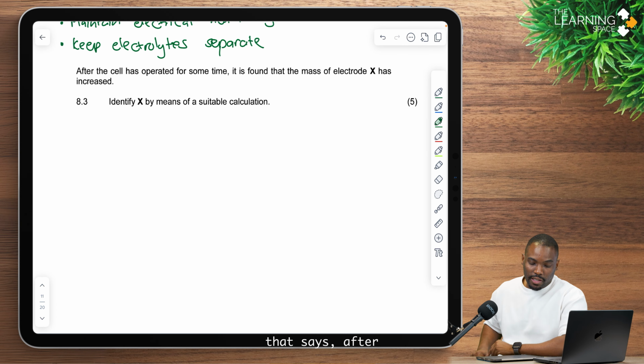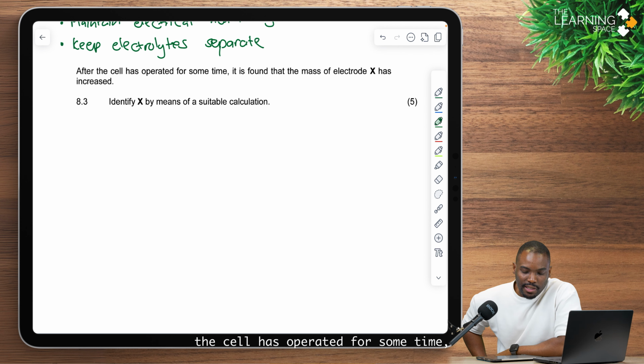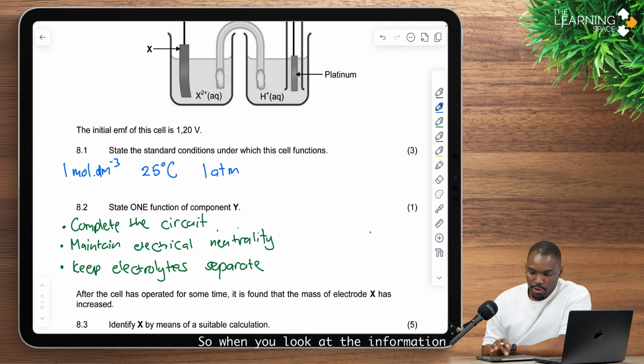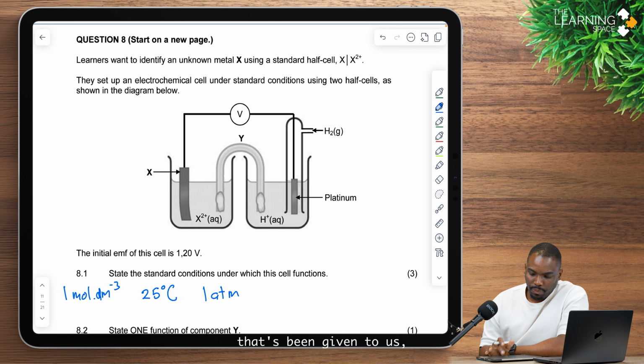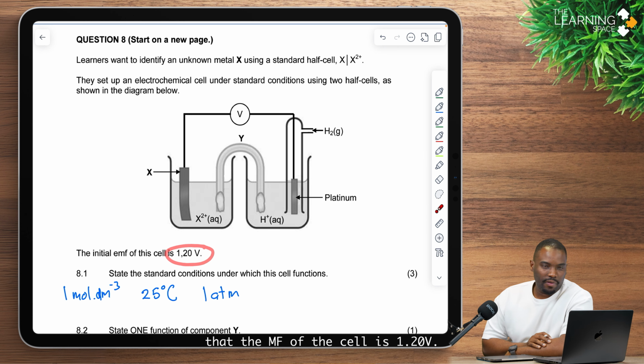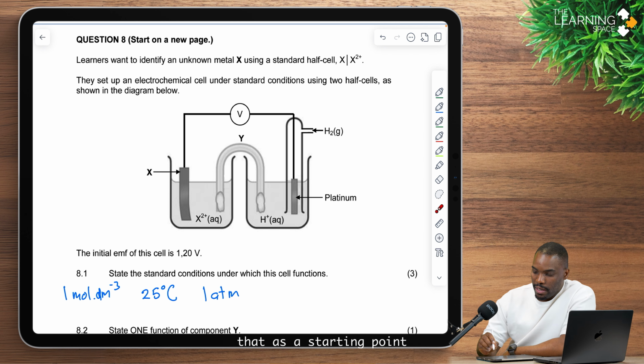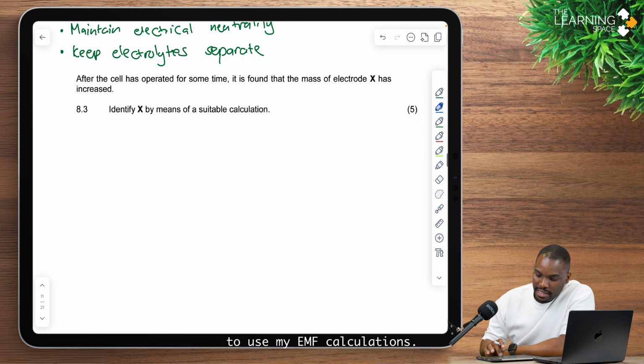The next part of the question then says, after the cell has operated for some time, it is found that the mass of electrode X has increased. Identify X by means of a suitable calculation, right? So when you look at the information that's been given to us, all we've got really is the fact that the EMF of the cell is 1.2 volts. So I'm going to use that as a starting point where I'm going to use my EMF calculation.